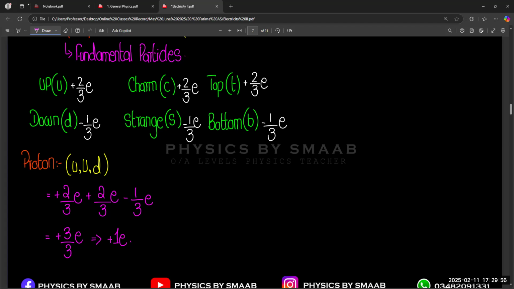And in the same case, if we consider neutron, the category of neutron is also in bosons.